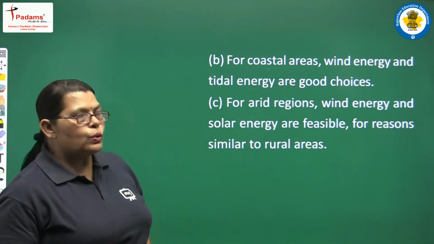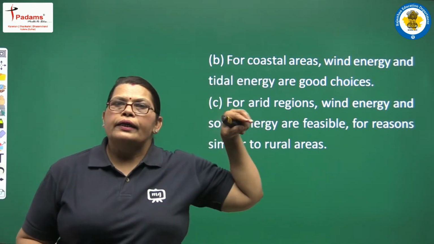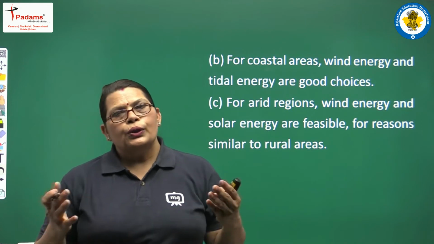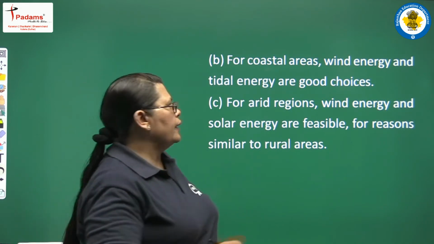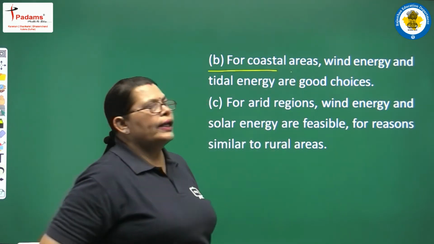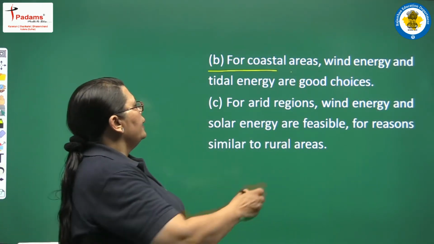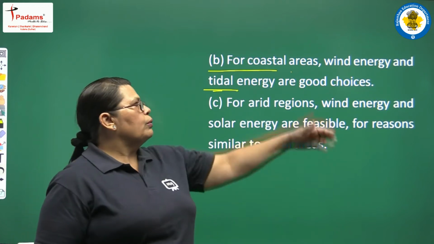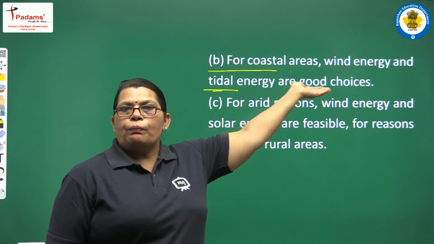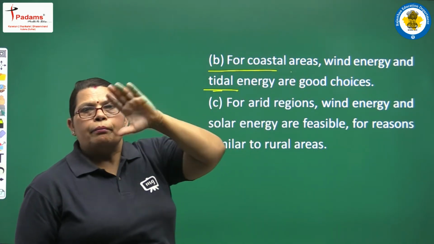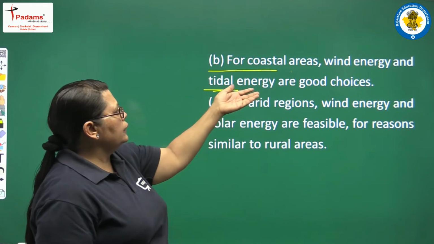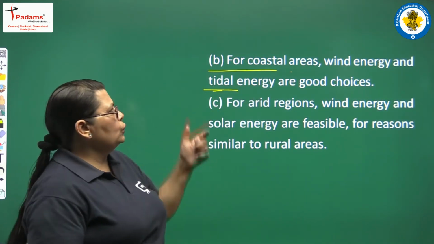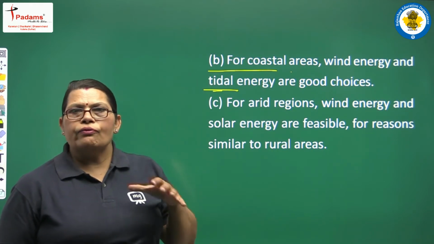When we are talking about the coastal areas, those which are near the sea, children, there which source of energy should be used? See here, for coastal areas, wind energy and tidal energy are good choices. Yes, there is a reason behind it, because there are no obstacles for wind energy, and many tides are coming in the oceans and seas. So tidal energy is also the best choice for the coastal area source of energy.